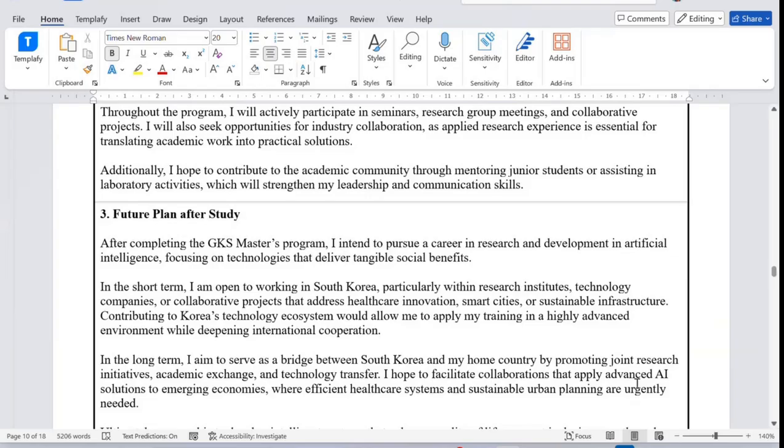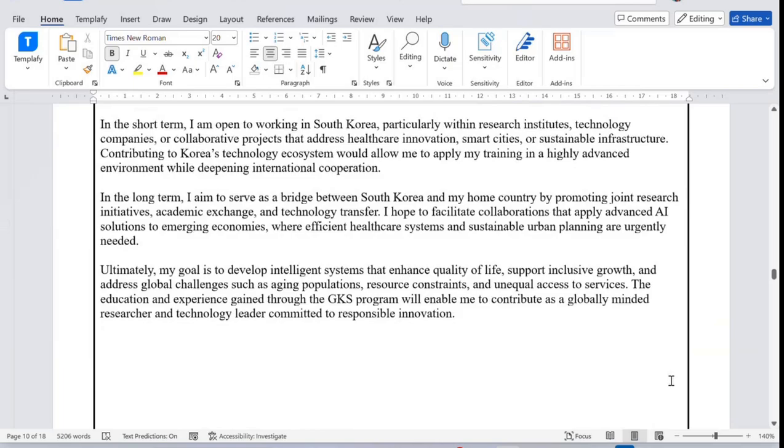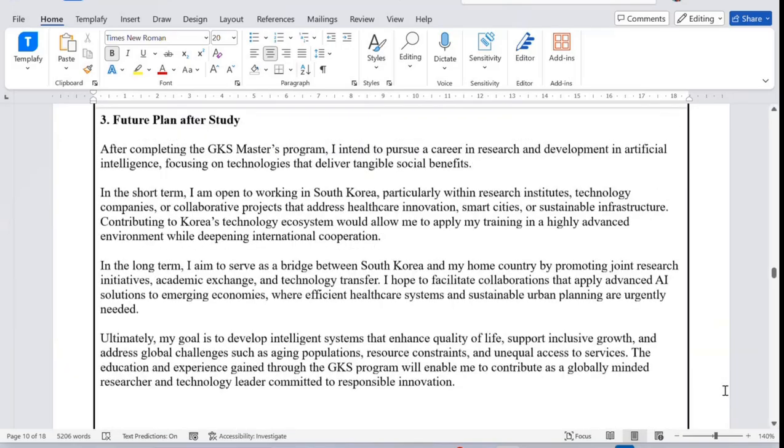Ultimately, my goal is to develop intelligent systems that enhance quality of life, support inclusive growth, and address global challenges such as aging populations, resource constraints, and unequal access to services. The education and experience gained through the GKS program will enable me to contribute as a globally minded researcher and technology leader committed to responsible innovation. So this completes your study plan.